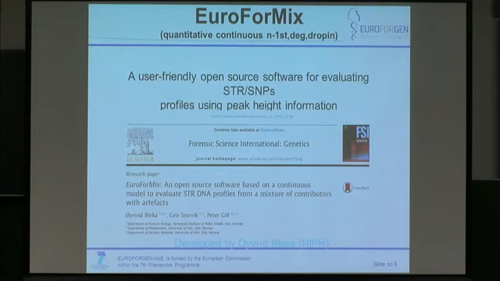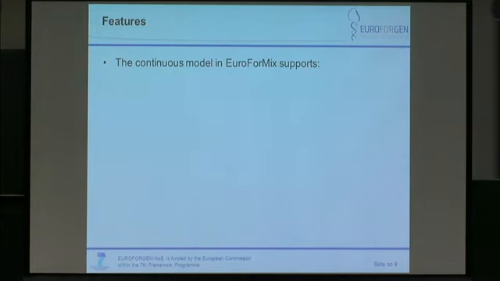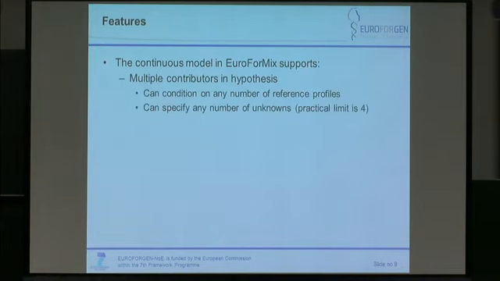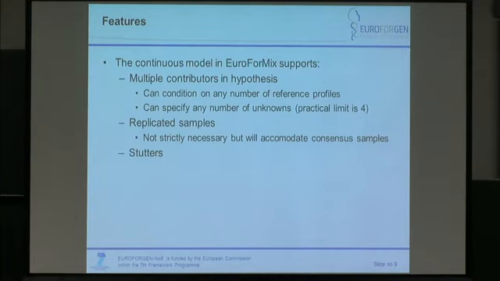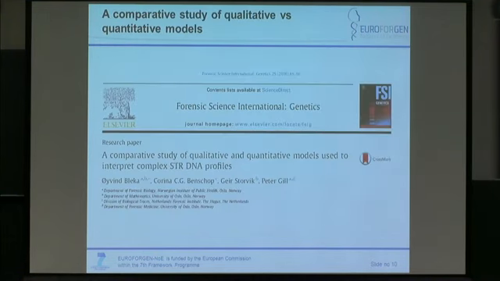So I'm going to talk about some software which we've developed. It's called Euroformix. It's a quantitative continuous software, and it evaluates stutter, degradation, and drop-in. And it's published there. It's absolutely nothing new. It's based on the Cal model, Teresa, of course, that we heard about yesterday. It supports multiple contributors, replicated samples, stutters, allele dropout, drop-in, co-ancestry effect, and degradation.